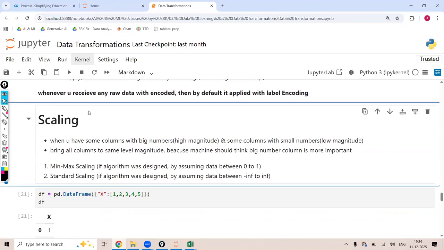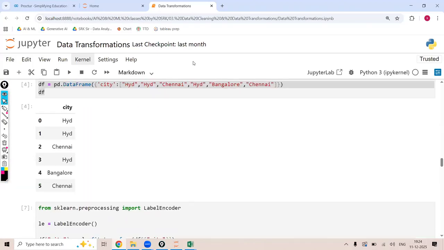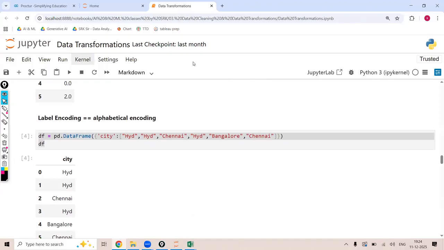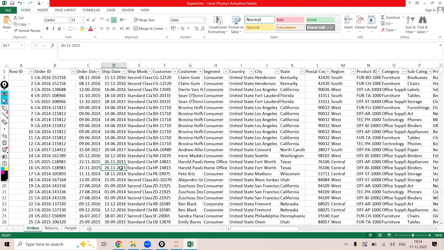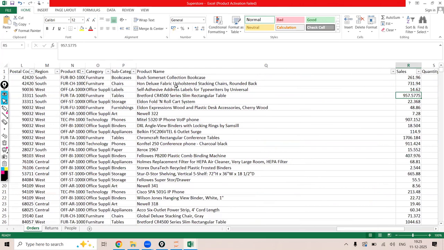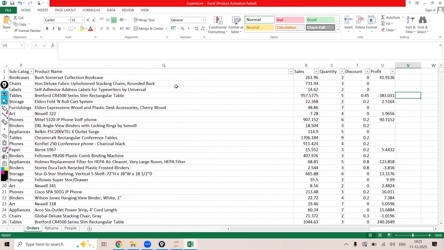Done. Now this is scaling. Here, what concepts have we learned? All these concepts we are going to apply on one data set. For example, let's take one data set like this. In this data set we have different columns: an order ID column, a date column, and categorical columns. At the same time, numbers are also available. In those numbers, this is the discount amount. What is the discount amount? 0.45, meaning 45%.